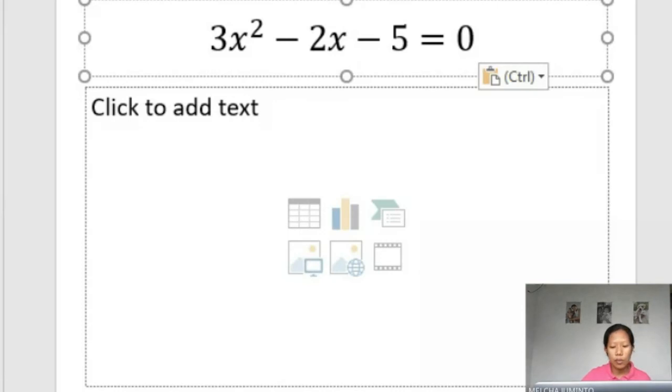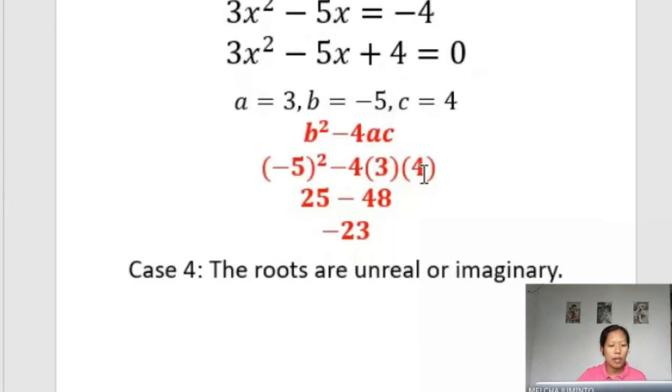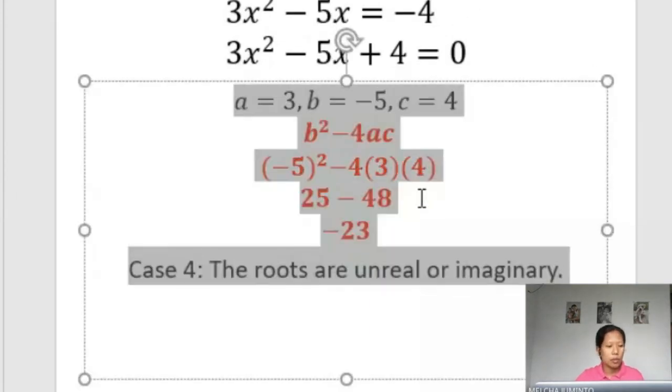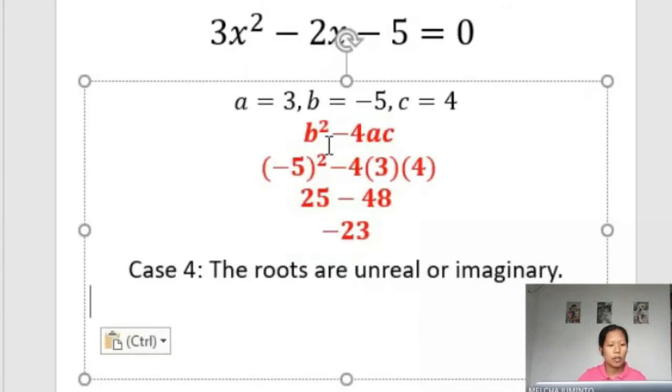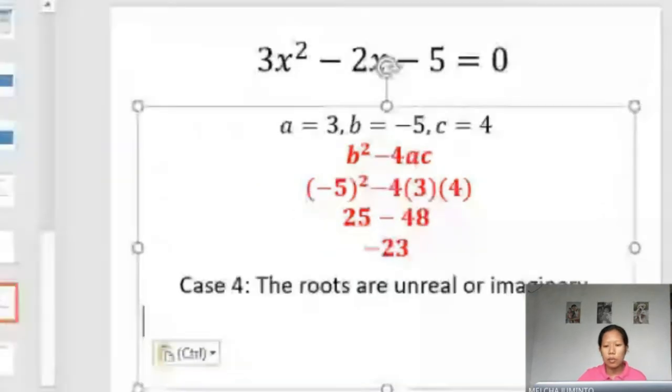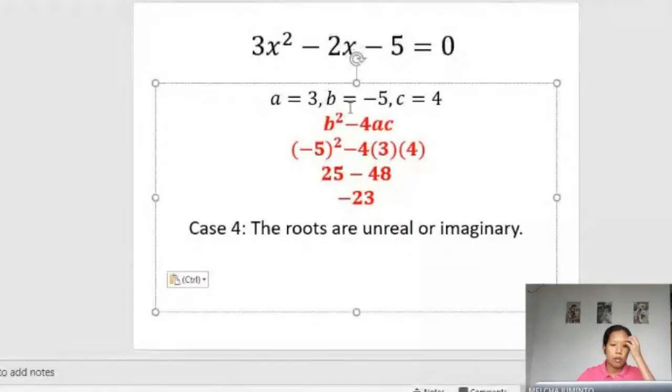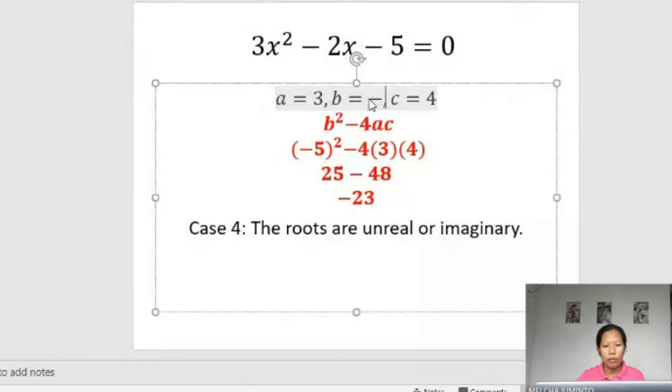So, let me show you an example of number 10 here on page 62. We have 3x squared minus 2x minus 5 equals 0. Let us do the same way we solved the previous one. This time we have the equation 3x squared minus 2x minus 5. Therefore, the value of b here will be -2. The value of c is -5. Let us now solve for the discriminant.